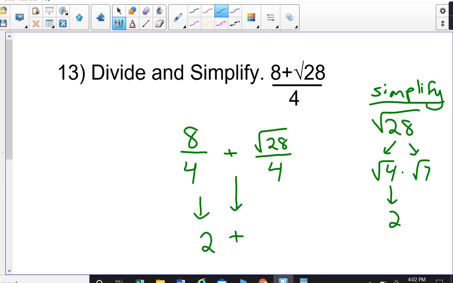So now I'll simplify that. Square root of 4 is 2 because 2 times 2 is 4. Root 7 just stays as is because it's in simplest form. So now I'm going to go back to my fraction, and instead of root 28, I'm going to write 2 root 7, and I'll keep that 4 on the bottom.